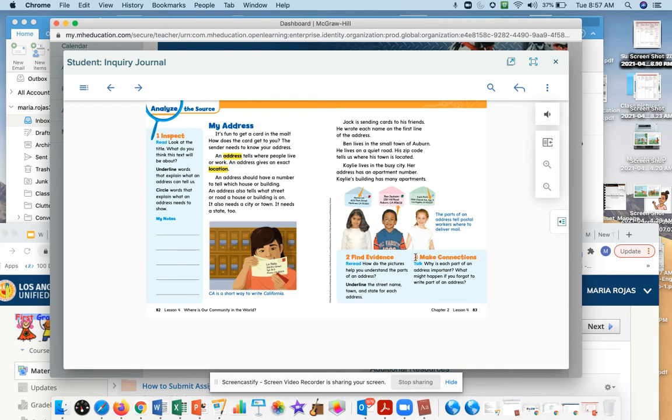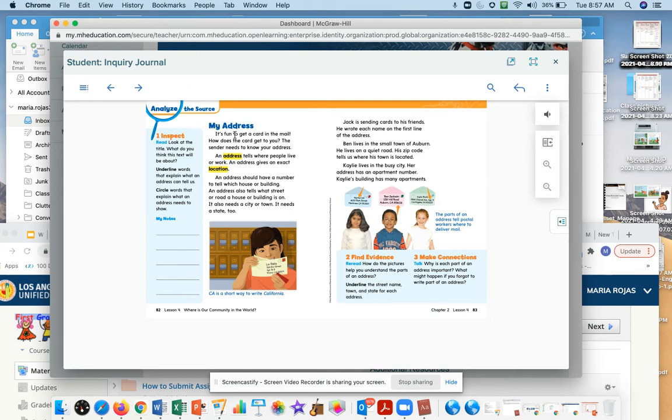Okay, so once we've already read this, I'm going to reread it again. I want you to pay attention, because you're going to record yourself telling me why it's important to know each part of your address, and what happens if you forget to write one part of your address. I want you to think. So we're going to read it one more time and then we're going to explore.